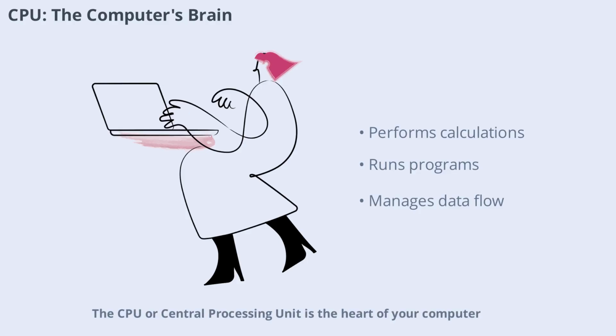CPU, or central processing unit, is the heart of your computer. It performs all the calculations, runs programs, and manages data flow. Every time you open an app, play a game, or browse the web, the CPU is hard at work behind the scenes. Without the CPU, your computer wouldn't be able to process information or respond to your commands.